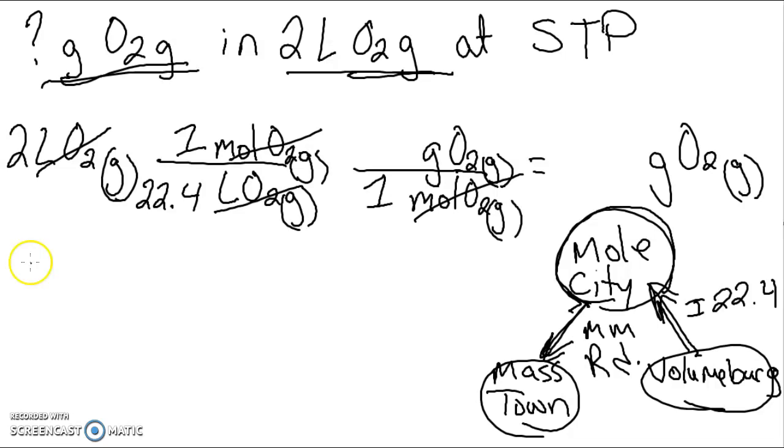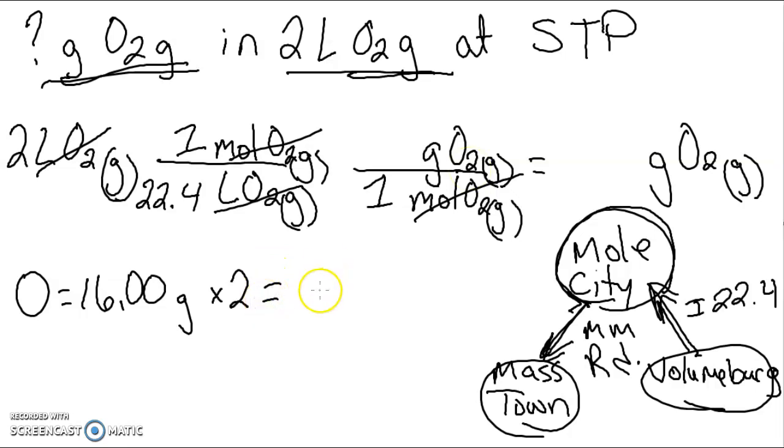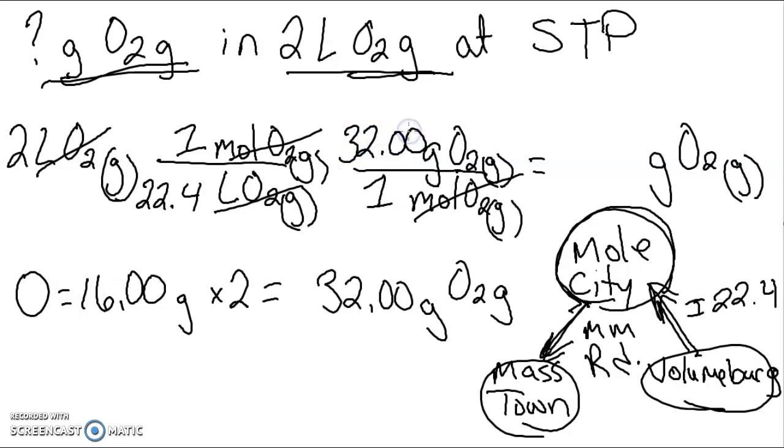To find this, we use the atomic mass for oxygen, which is 16.00. Remember, we're thinking about this in terms of grams. We will multiply this by 2 since we have 2 oxygens. This will give us 32.00 grams per 1 mole of O2 gas. We'll use our 32.00 here, and now we're ready to do our math.